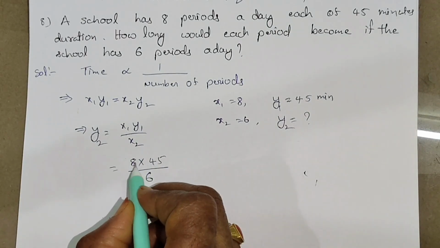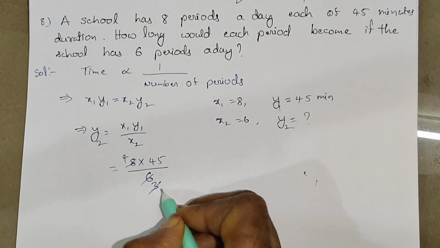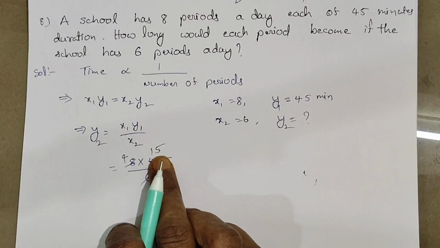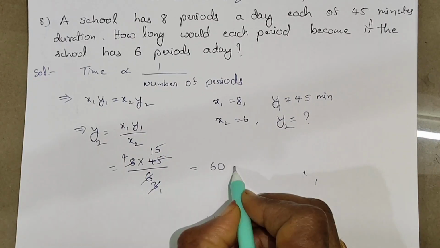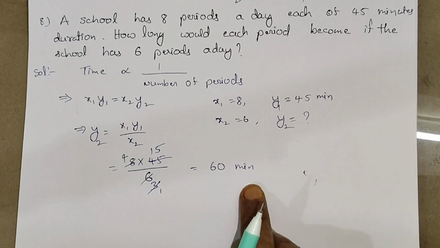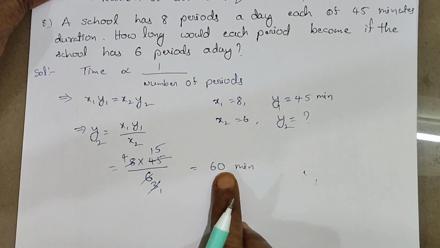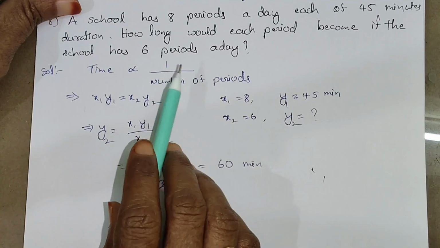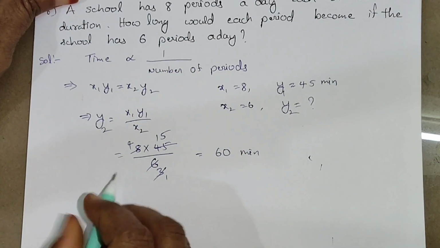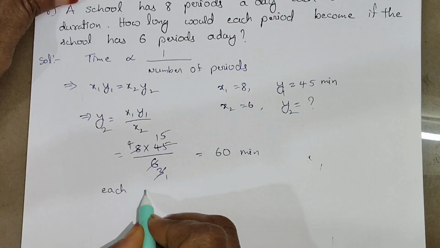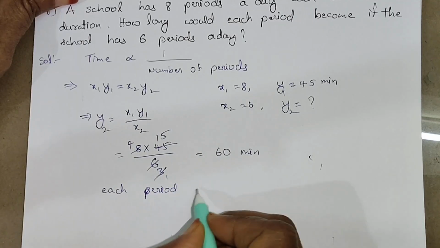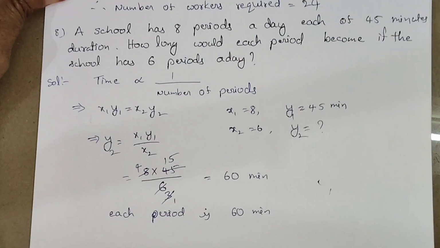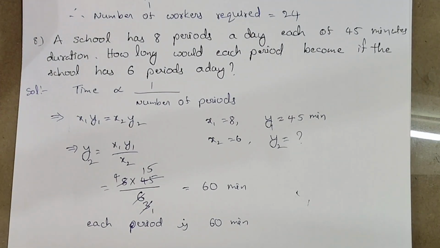So here 2 4s are 8, 2 3s are 6, 3 1s are 3, 3 5s are 15. 4 into 15 equals 60 minutes. Here each period is 60 minutes. 4 15s are 60. So each period is 60 minutes after decreasing to 6 periods. This is the 8th one's answer.